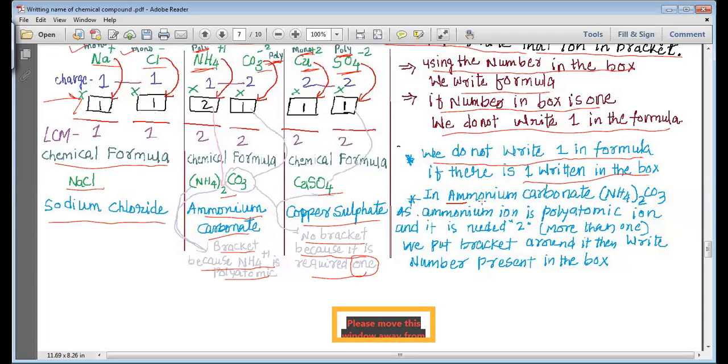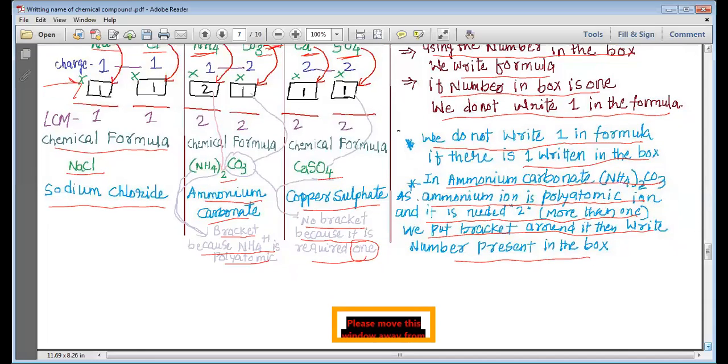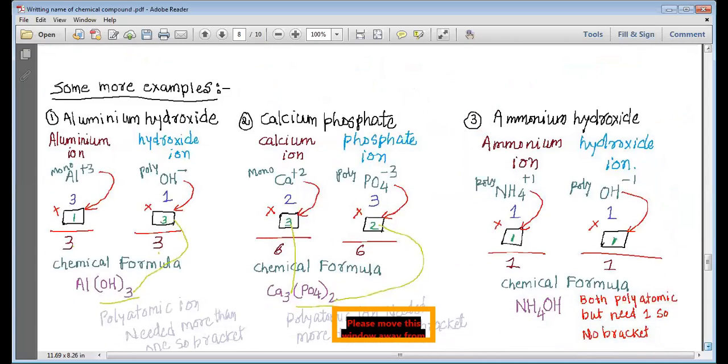Then the next point, in ammonium carbonate, NH4 twice CO3, as ammonium is a polyatomic ion and it is needed 2, that is more than 1, we put a bracket around it while writing the chemical formula, and then we write the number outside the bracket. So this is how we write the chemical formula, my dear students.